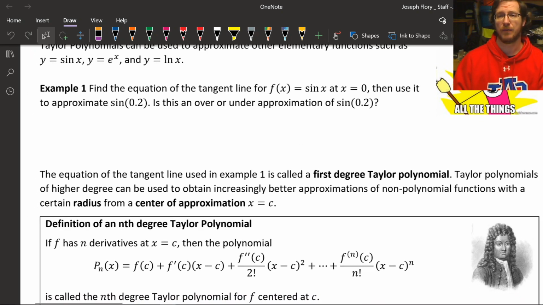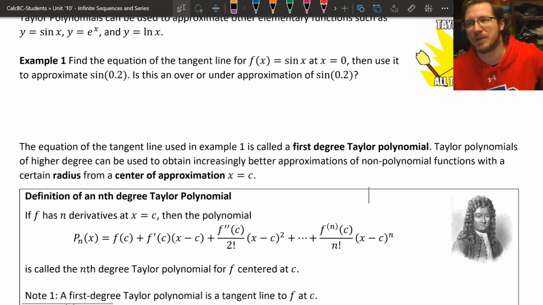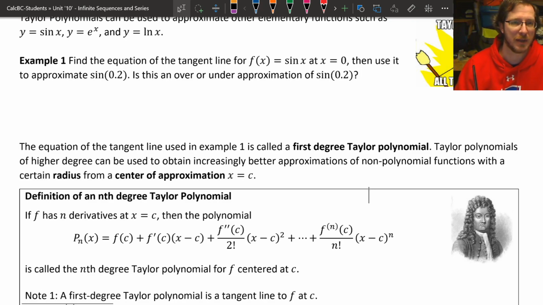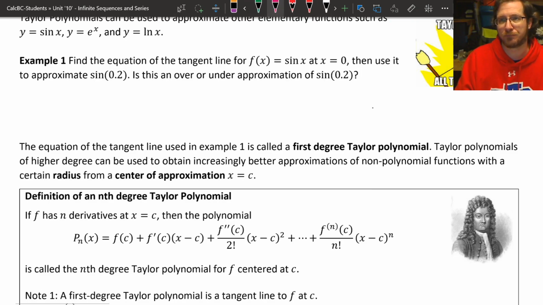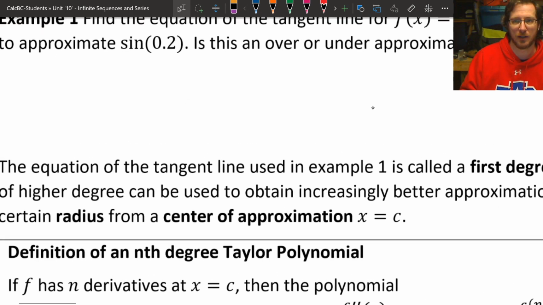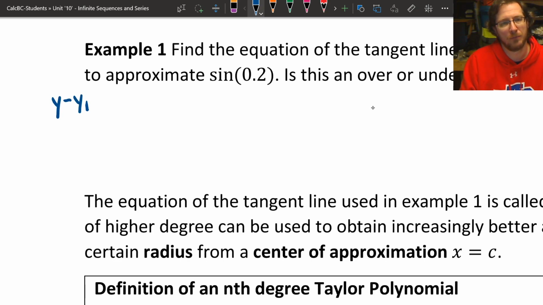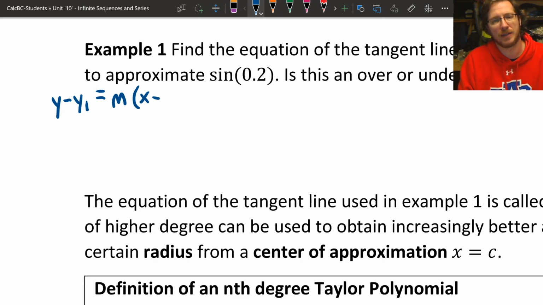So it says find the equation for the tangent line for f of x equals sine of x at x equals 0, then use it to approximate sine of 0.2. So they ask us to find the equation of a tangent line. All right, so let's start there. So equation of a tangent line, we've got y minus y1 equals some slope times x minus x1.